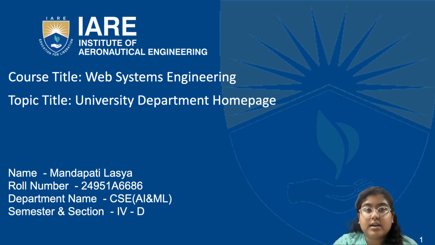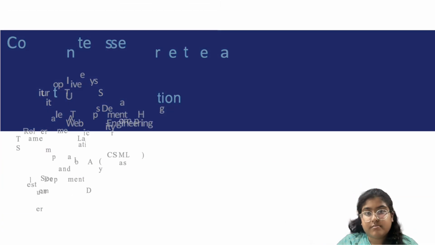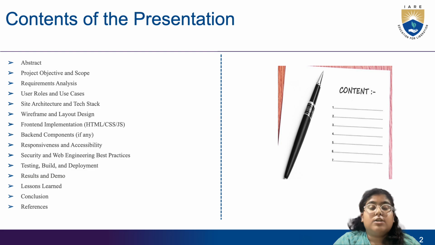Throughout this presentation, I'll walk you through how this system was designed, what technologies were used, and what key engineering principles were applied. Before diving into the technical details, let me briefly walk you through how this presentation is structured. We'll begin with the abstract, which gives you an overview of the project and its purpose. Then, we move into the project objectives and scope, where I explain what exactly I aim to build and what limitations are kept in mind.